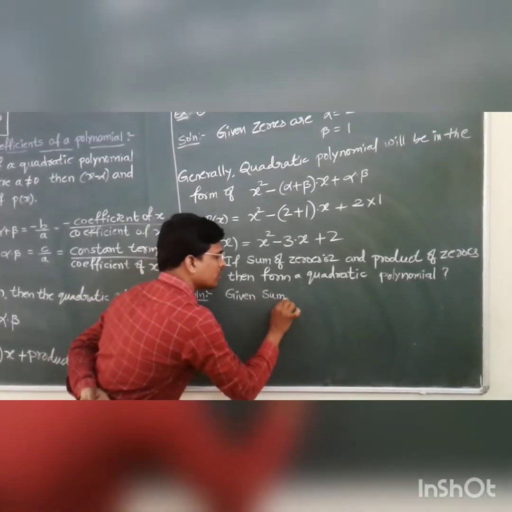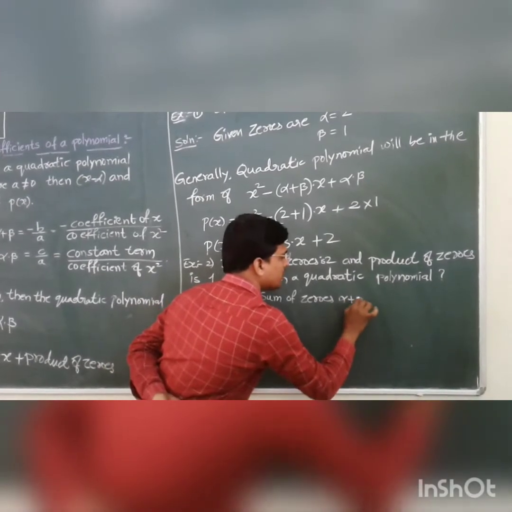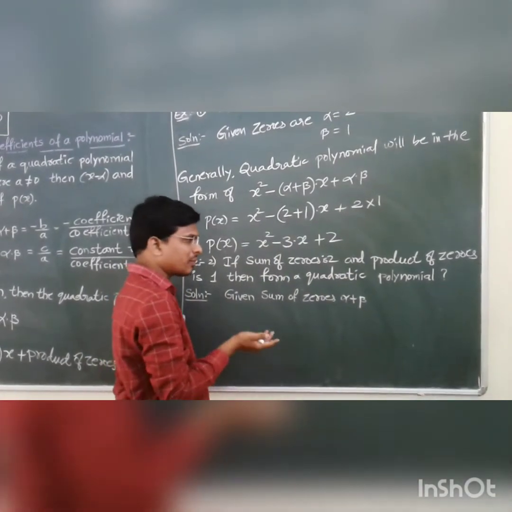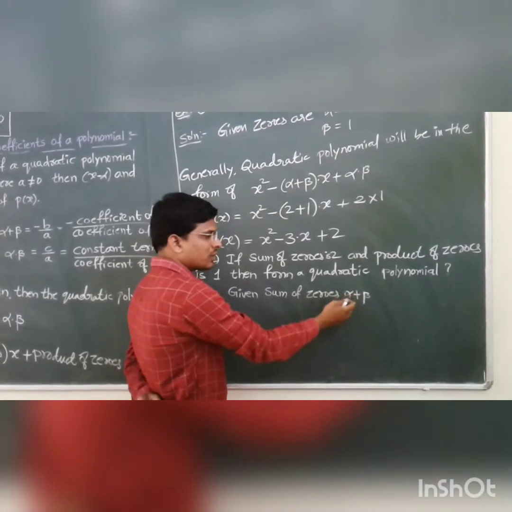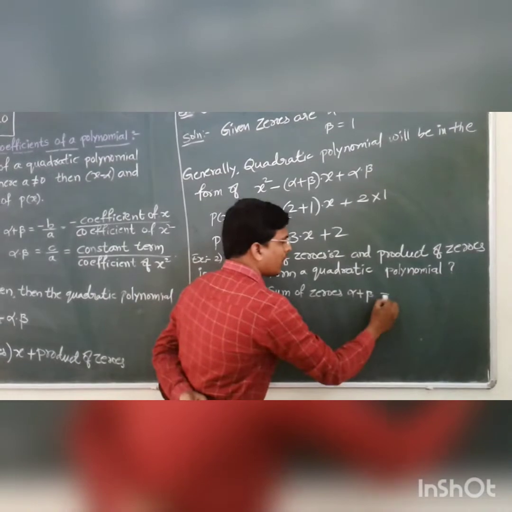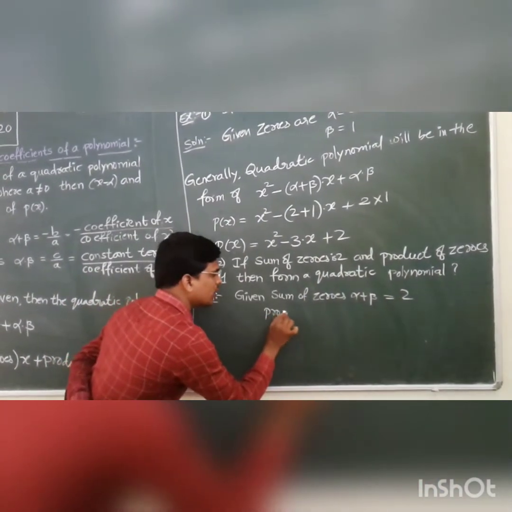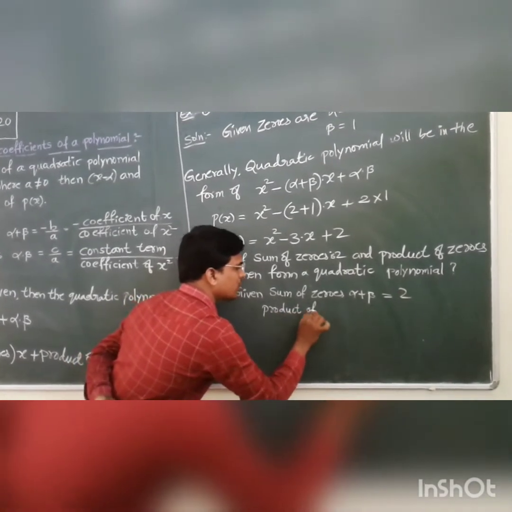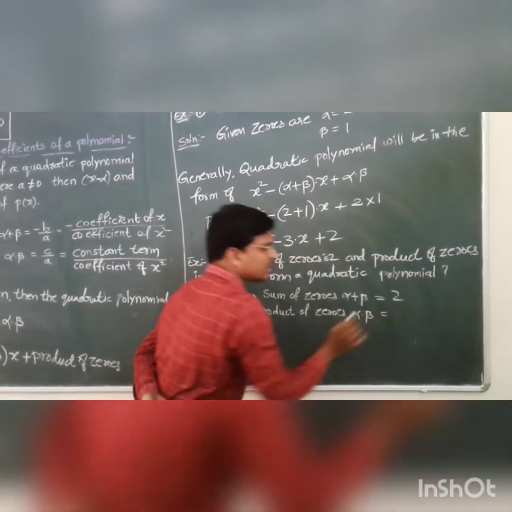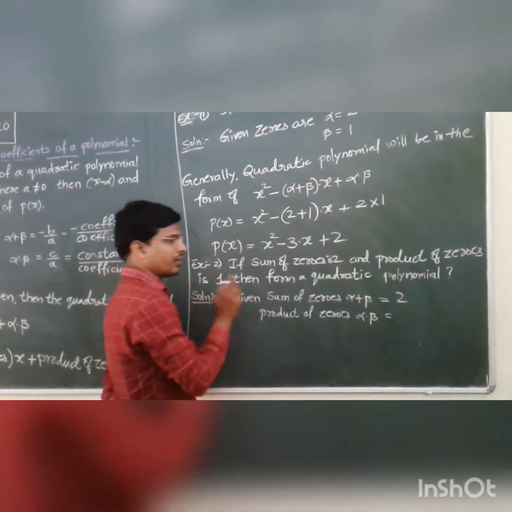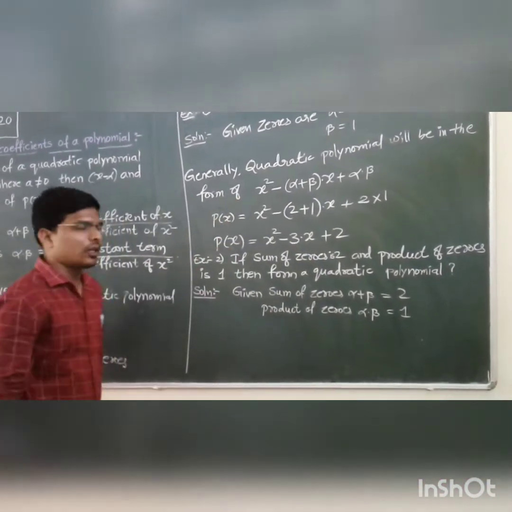Sum of zeros. So what is the sum of zeros? The zeros are alpha and beta, so the sum of zeros is equal to alpha plus beta. What has been given in the question? 2. In the same way, product of zeros. The formula for the product of zeros is alpha into beta, which is equal to what has been given in the question: 1. So write 1.